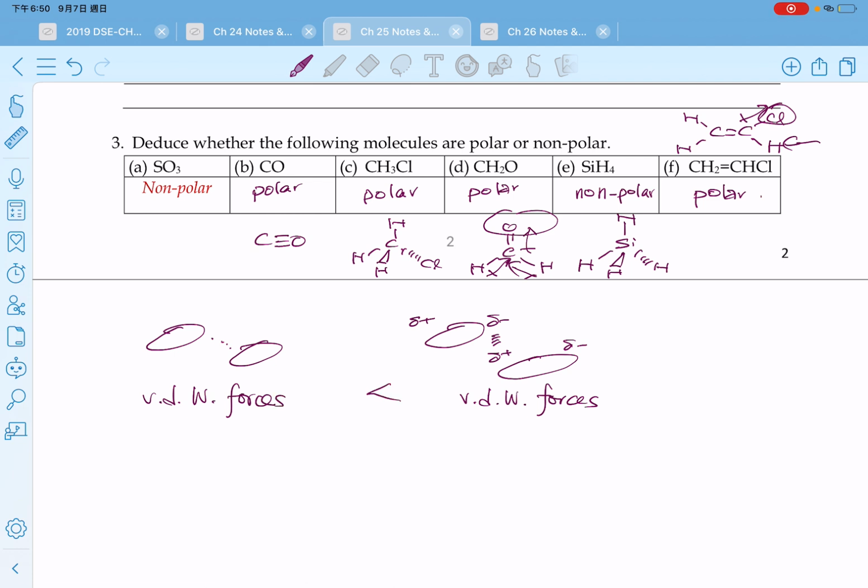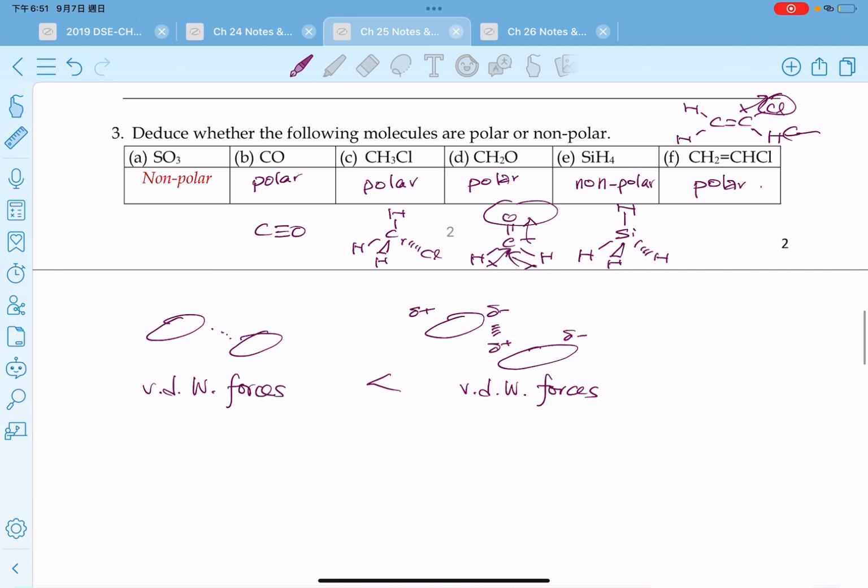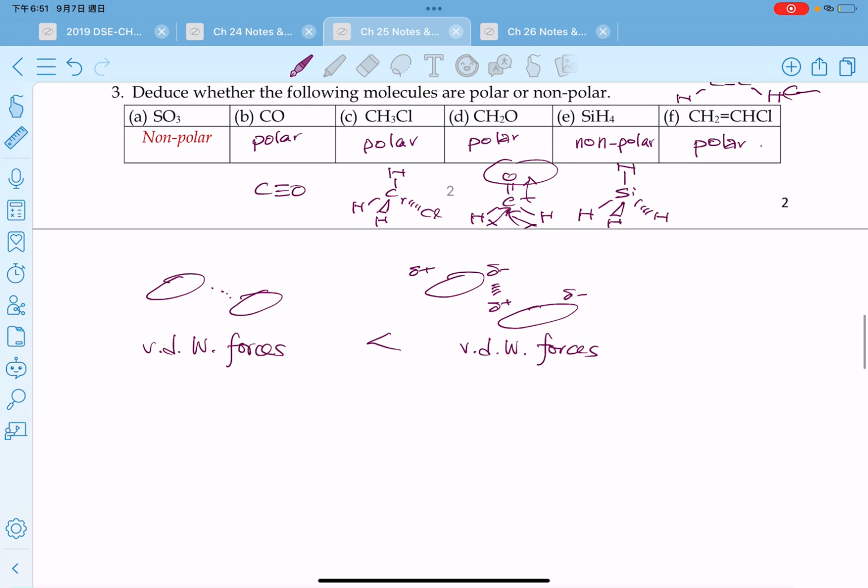This is based on similar size. If they are of comparable size, the van der Waals force for the polar molecules will be higher or greater than that for the non-polar one. So this also involves the boiling point. The boiling point will be higher as well. That's the end of chapter 25.